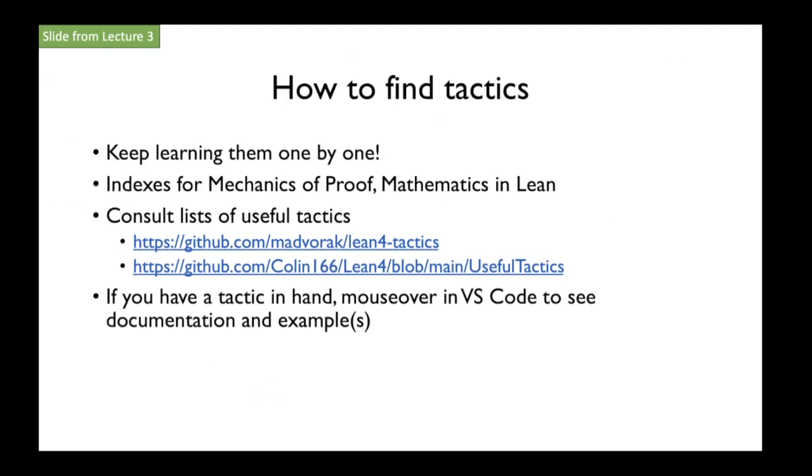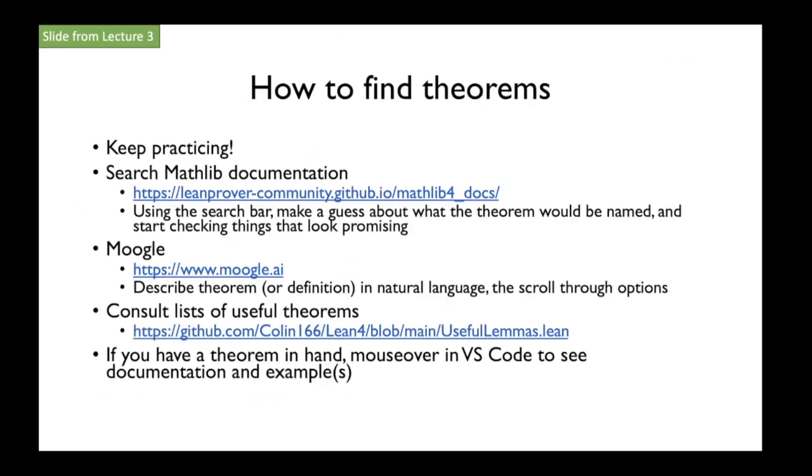So some recap. Once again, there's strategies to find tactics. Keep learning, keep practicing, consult lists, and as you do more proofs and inspect with VS Code mouse over tools, you will eventually get better at recognizing the patterns and figuring out what's going to work in which situation. For theorems, it's likewise. Keep practicing. You can also use MATLAB documentation and Moogle, lists of useful theorems, asking on Zulip as well. We're going to talk about simp? and aesop?, some tactics that help you find theorems too, later in this lecture.